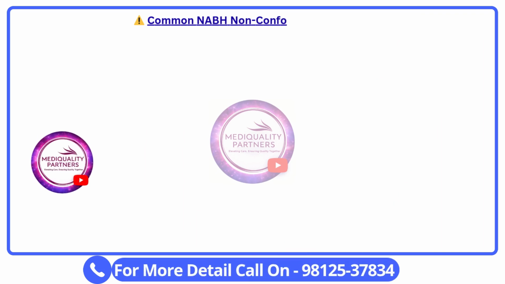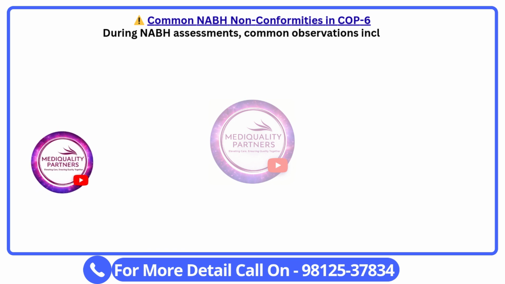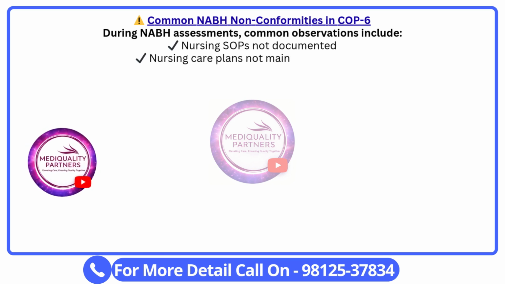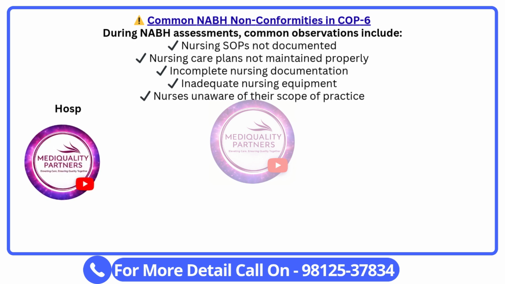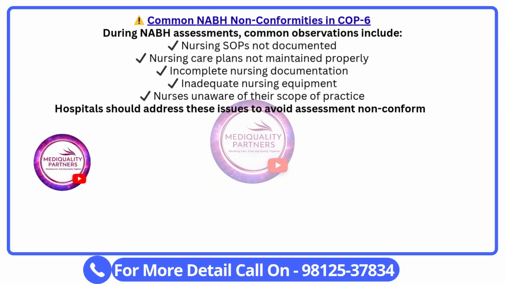Common NABH non-conformities in COP-6. During NABH assessments, common observations include nursing SOPs not documented, nursing care plans not maintained properly, incomplete nursing documentation, inadequate nursing equipment, nurses unaware of their scope of practice. Hospitals should address these issues to avoid assessment non-conformities.